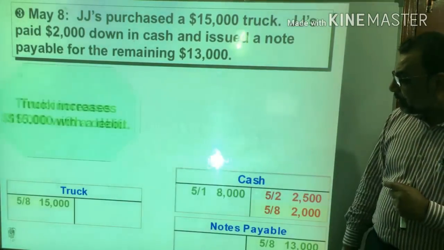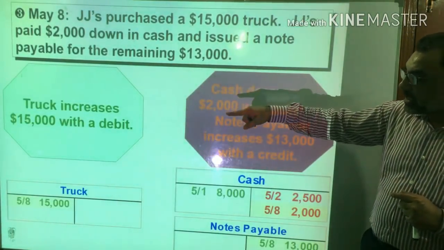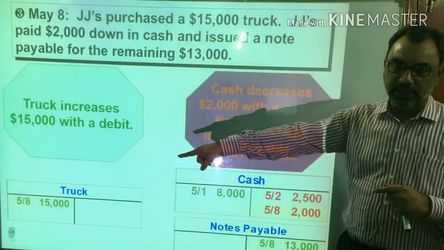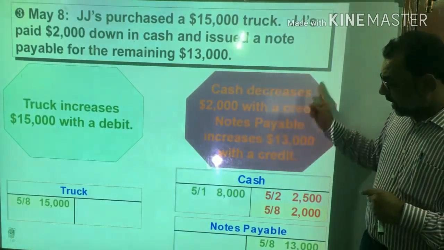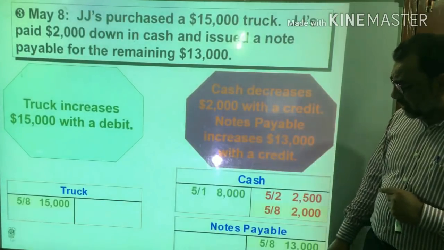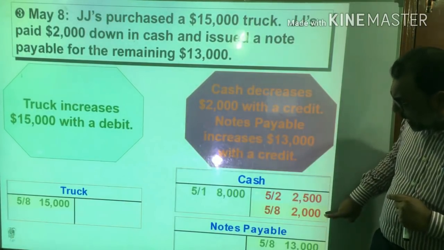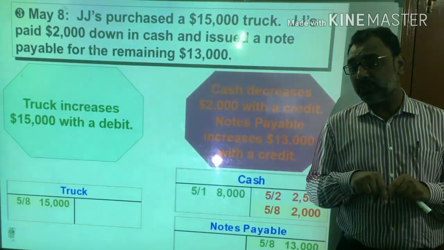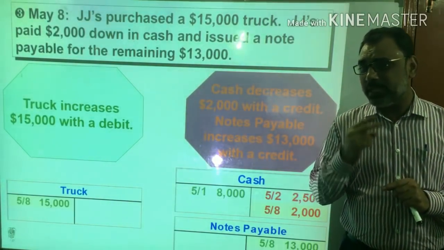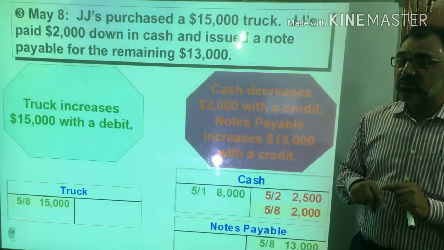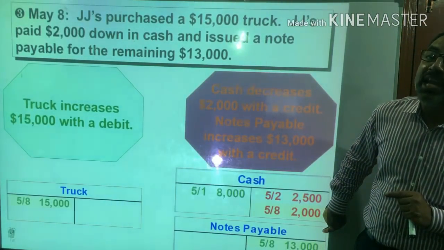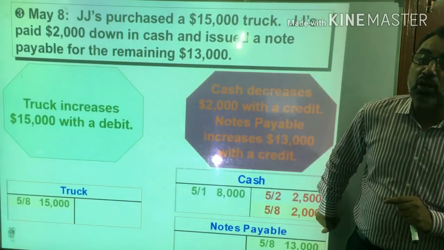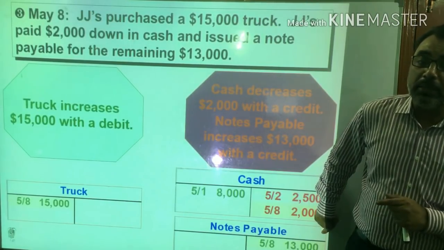So you can see here that the truck increases by 15,000 with a debit, that is your asset, and when the asset is going to increase, it will be posted on the debit side. The other one, that is the cash. So the cash is going to decrease by 2,000 only because we are not paying the entire amount of the truck and we are paying a down payment, that is 2,000 only. And the rest of the 13,000 we are promising to pay in the future, and we are issuing a notes payable, and that is your long term, that is your liability.